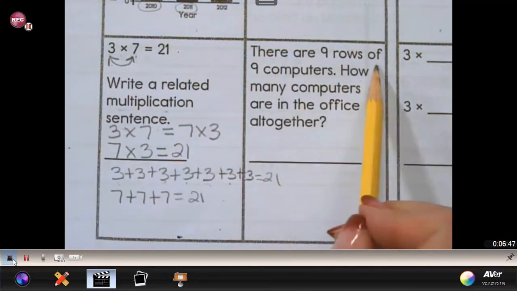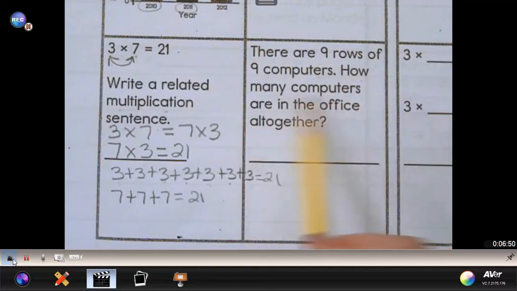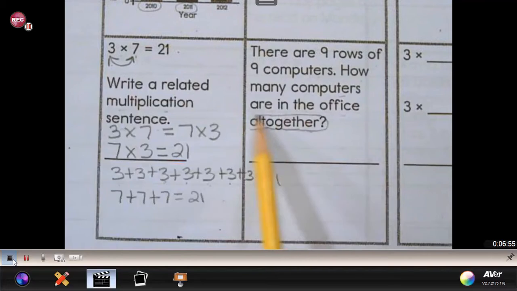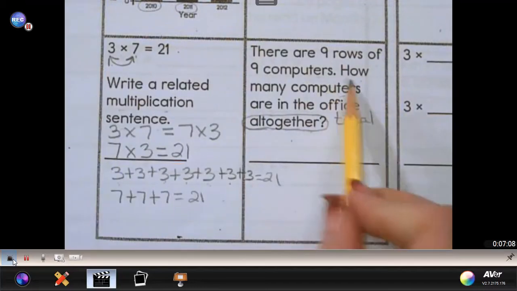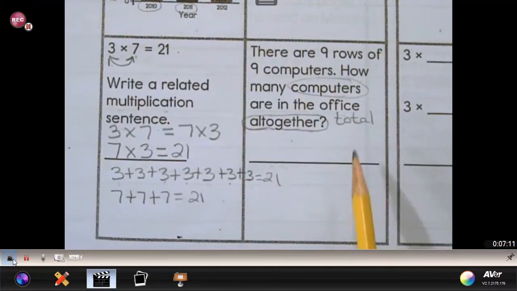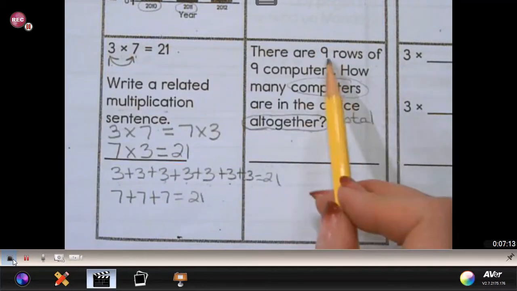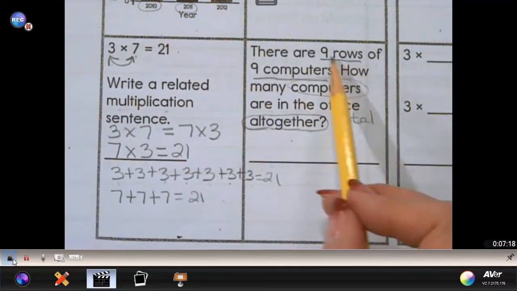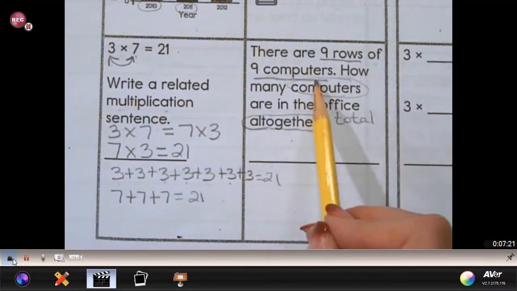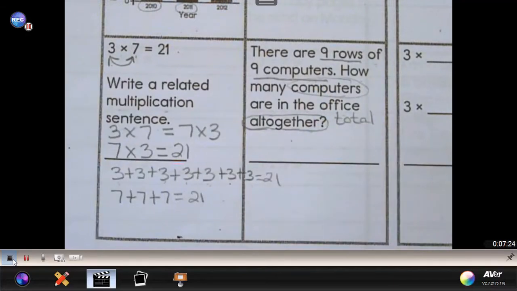It says there are 9 rows of 9 computers. How many computers are in the office altogether? Altogether helps us understand that we are either adding or subtracting, or multiplying, because we want a total. And when we are looking for a total number of objects, in this case computers, we know that we are going to either add or multiply. Well, this is telling us that they have 9 rows of 9 computers. So that means there's 9 rows with 9 computers in each row. So we have 9 groups of 9.